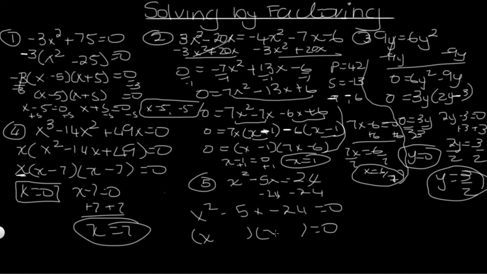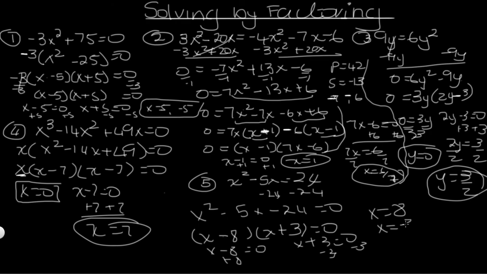So you're looking for two numbers whose product is negative 24, and the same two numbers must add up to negative 5. That is negative 8 and positive 3. So then just solve them. Split them up. So here you're going to add 8. Here you're going to subtract 3 on both sides. So you will get x equals 8 and x equals negative 3. That is how you solve quadratic equations by factoring.